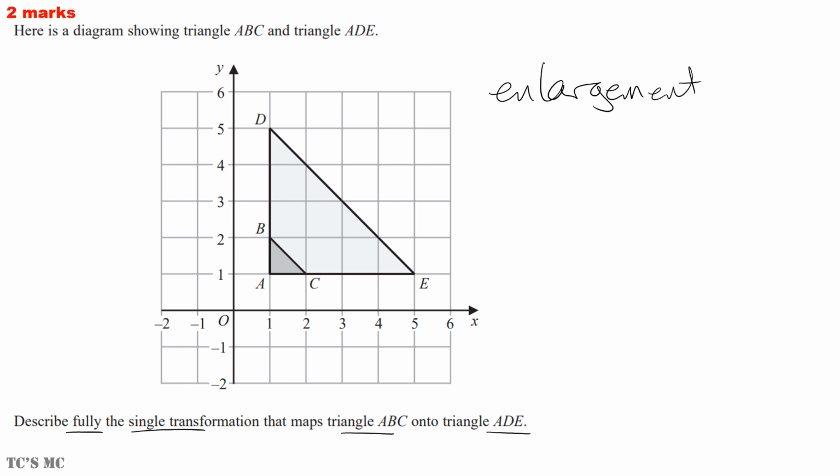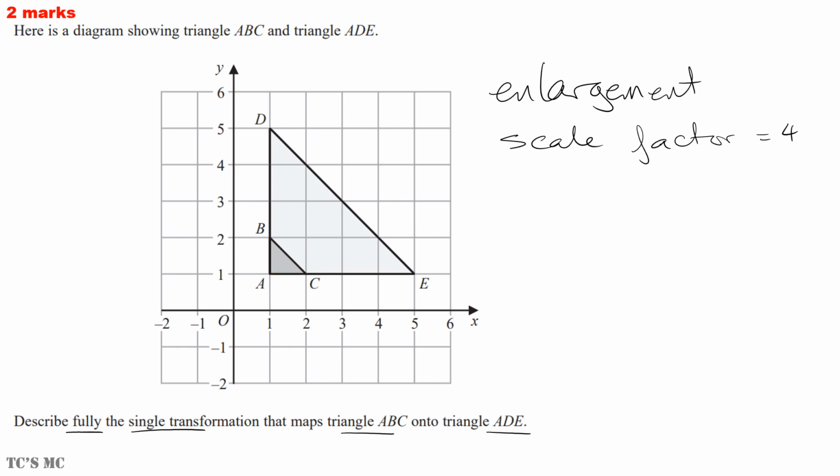To work out the scale factor, if we focus on this base, it is only 1 square. It has gone from 1 square to 4. 1 multiplied by 4 is 4. That means the scale factor equals 4. For having all of this written out, we now have 1 mark.